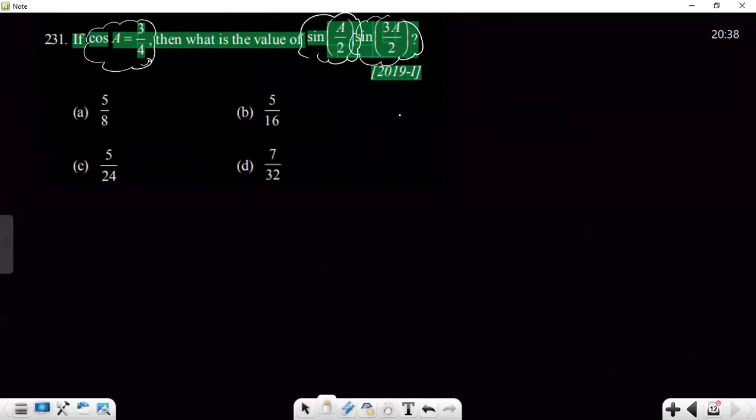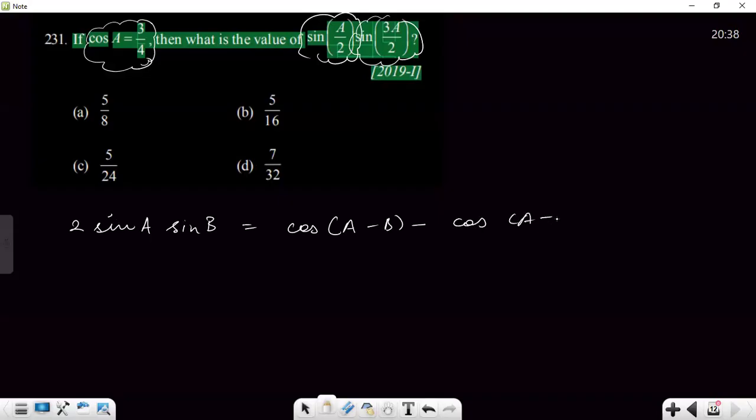So we have studied in the formulas that 2 sine A sine B is equal to what? Cosine of A minus B minus cosine of A plus B. Is that right or wrong? Come on. Do you remember it now or not?